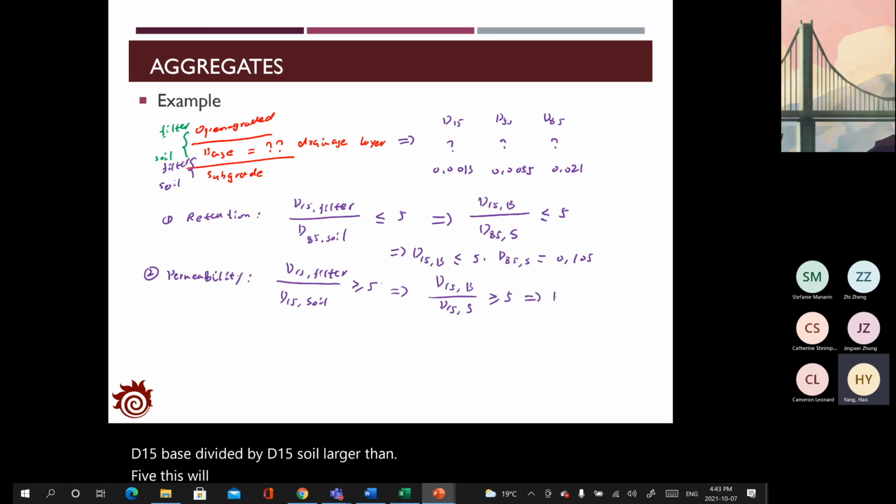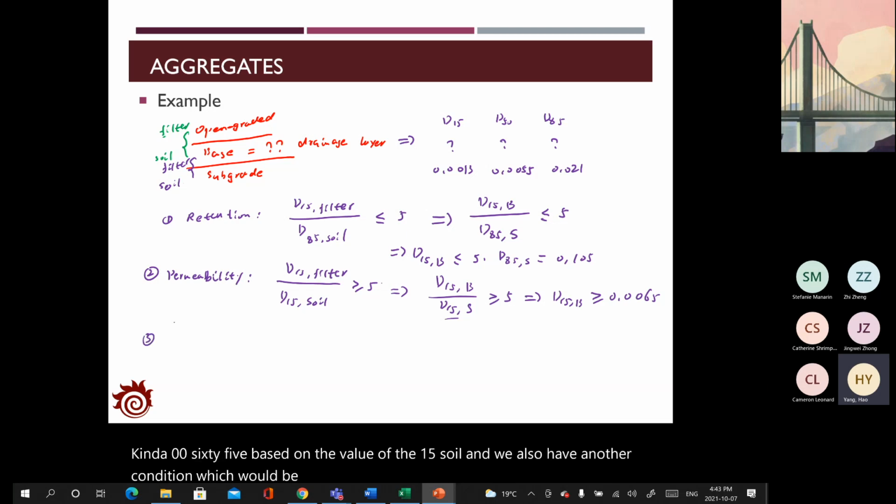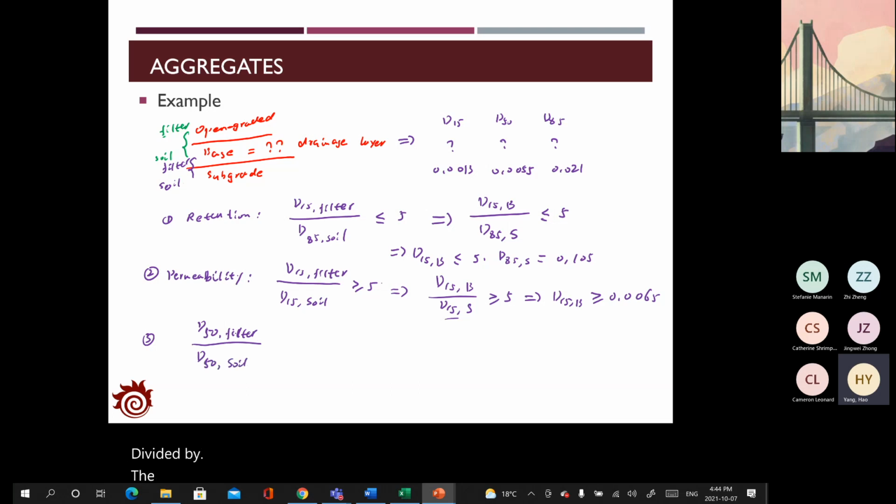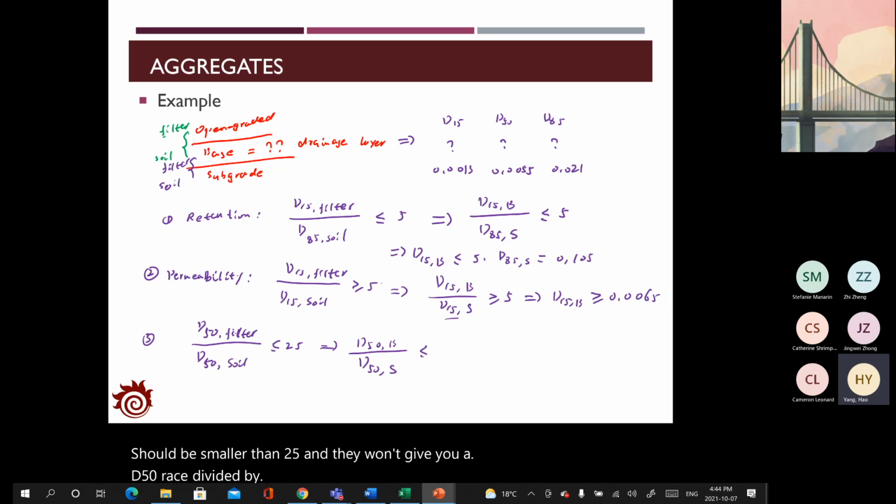This will give you the value that D15 base is actually higher than 0.0065, based on the value of D15 soil. And we also have another condition, the third one. We have the third condition, D50 filter divided by D50 soil should be smaller than 25. And that one gives you D50 base divided by D50 soil smaller than 25.